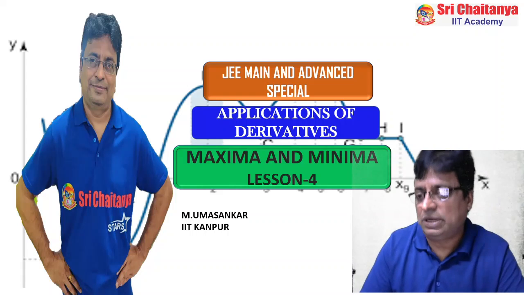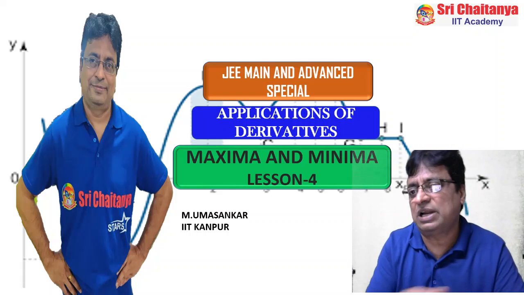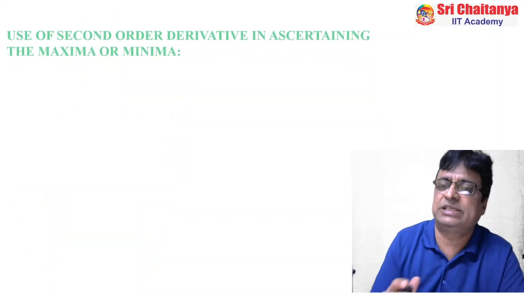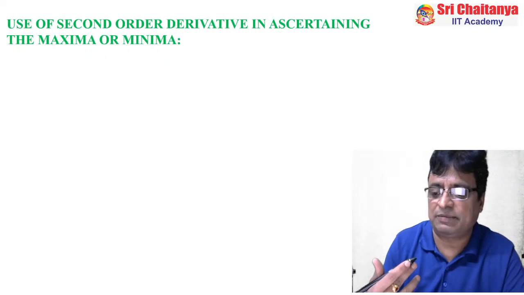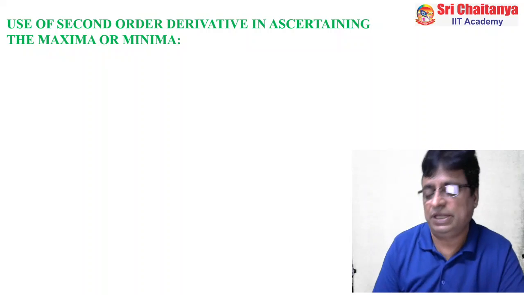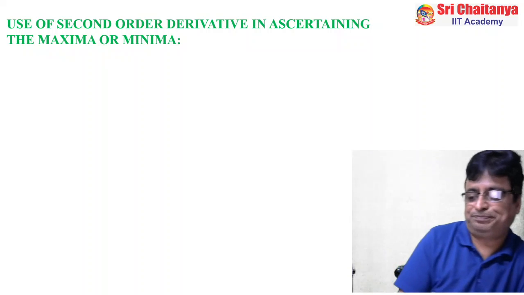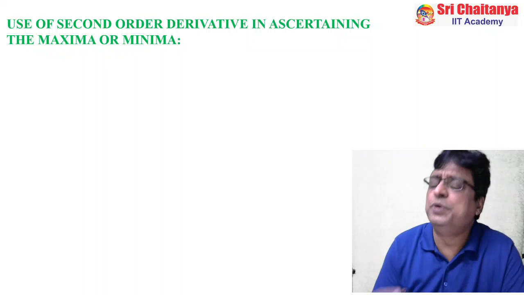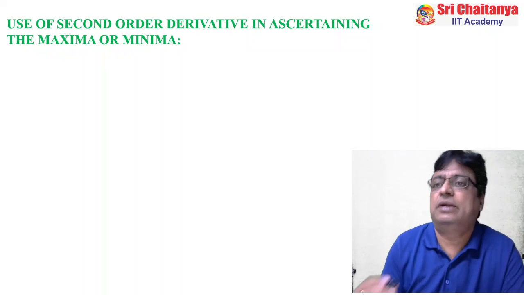Now, in our lesson number 3, what I told, when a function will exist, the function possesses maxima and minima, and what are the necessary and sufficient conditions in that aspect, that we have discussed. So my friends, now here, what is the beauty of a second order derivative?